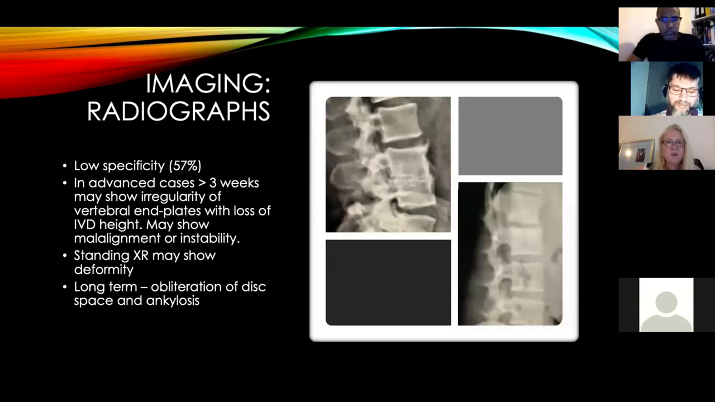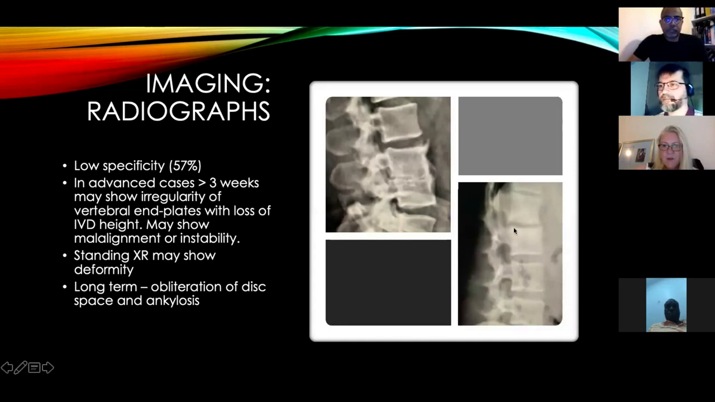So what can we do for imaging? Well, our first line is always X-rays. So X-rays have got a relatively low specificity, at least in the early stages. So in someone that's under 3 weeks, you may not see anything on the X-rays. Round about 3 to 4 weeks, if you look at this picture here, you might see some irregularity of the end plates and a little bit of sclerosis, as well as some narrowing of the disc space.